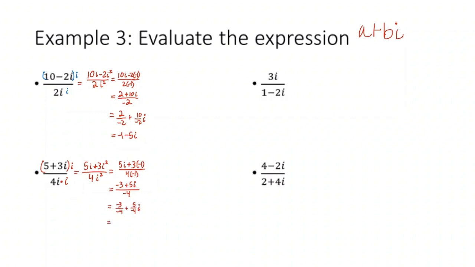Negative 3 over negative 4 is positive 3 over 4. 5 over negative 4 is negative 5 over 4. So 5 plus 3i over 4i is equal to 3/4 minus 5/4 i.